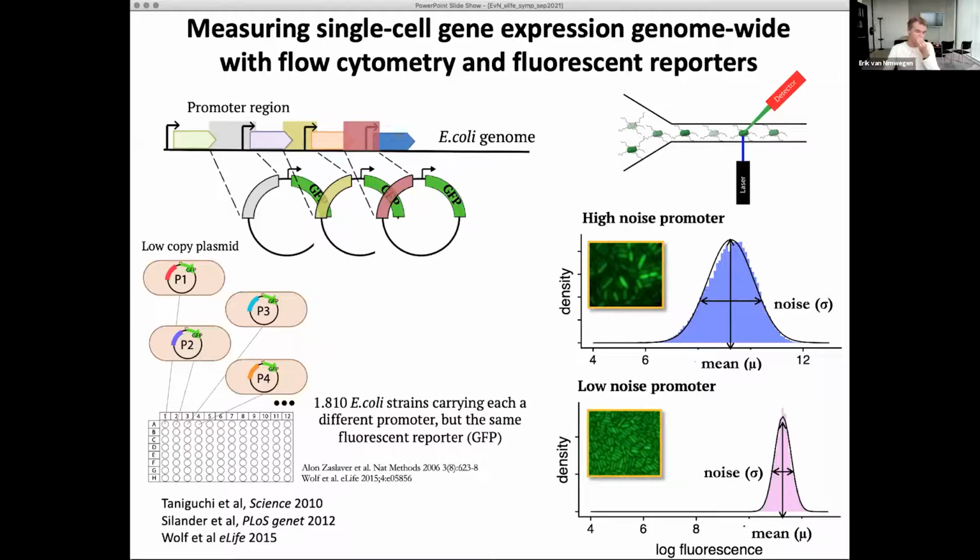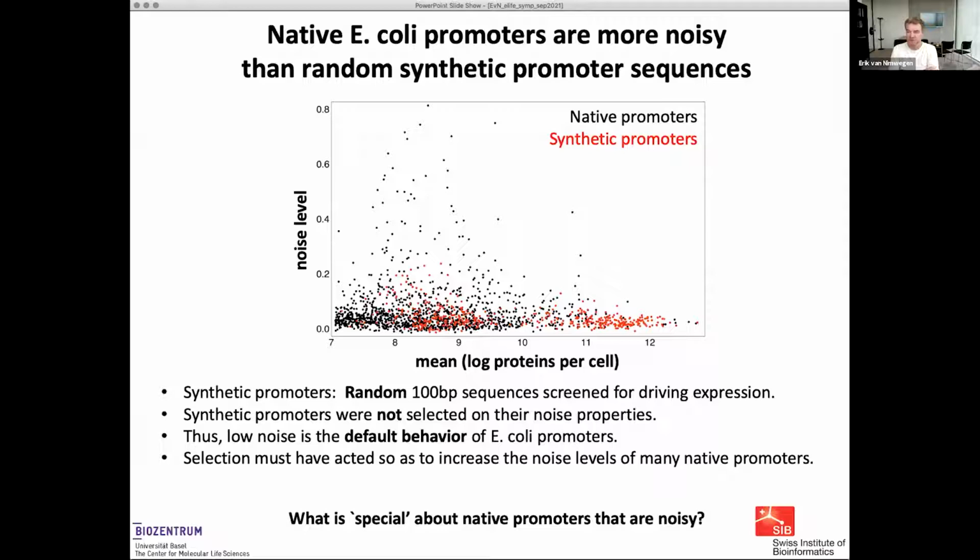Now, in this plot here, all the black dots correspond to native promoters from E. coli, where along the x-axis is the mean expression and along the y-axis is the noise of all these native promoters. Now, in this project, what we did is that we evolved random synthetic promoters by essentially taking a large library of random sequences of about 100 to 150 base pairs long and screen from them those short sequences that drive expression at similar levels as for native E. coli genes. And to our surprise, what we observe is that the noise levels of these synthetic promoters that I'm showing you here in red are generally lower than the noise levels of native promoters.